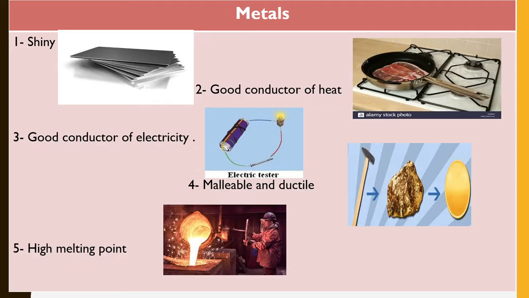Now we will talk about the metals and the properties of metals and how we can know that they are metals. Number one, the metals are shiny. They have metallic luster, which means they are shiny. Number two, they are good conductors of heat.